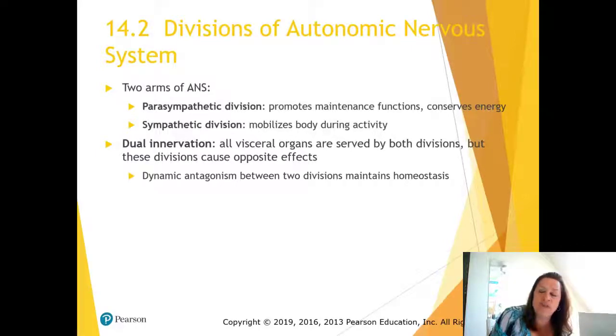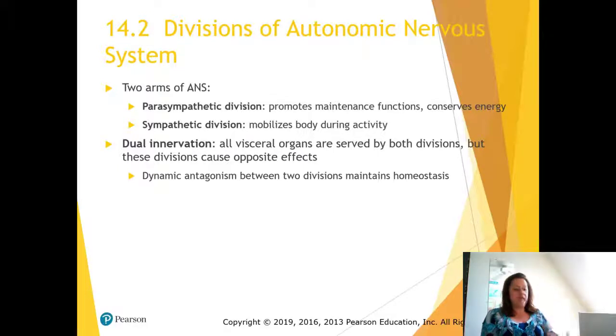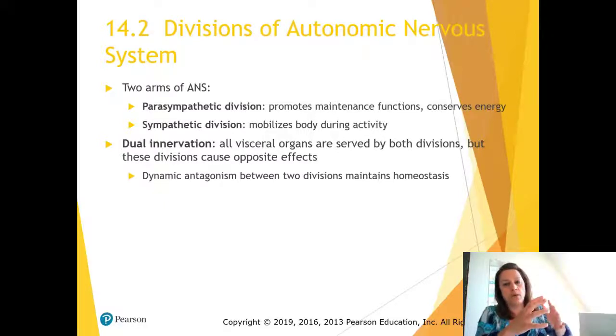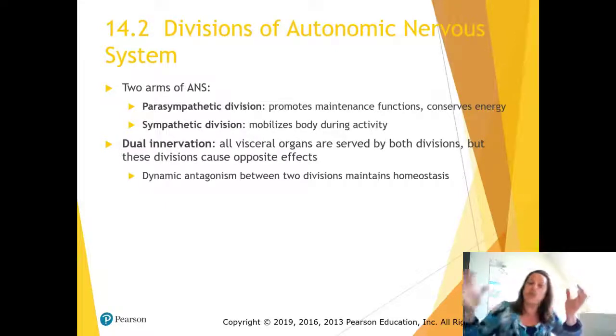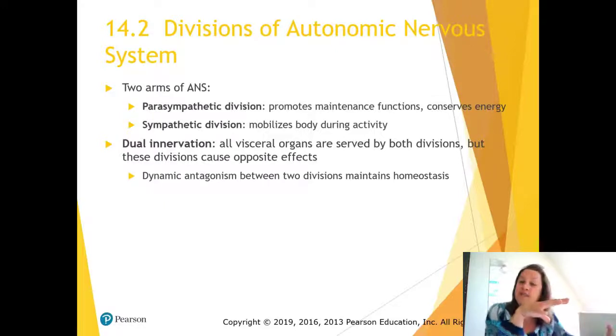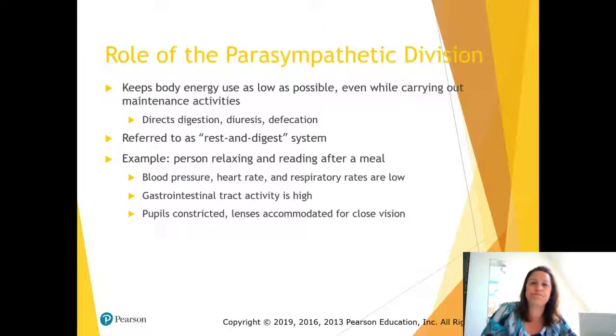We talked about this briefly in chapter 11. When we have the heart, we have the sympathetic that's saying beat faster. We have the parasympathetic that's saying beat slower. And they are dynamic and they antagonize each other, not in a bad way, but they maintain that homeostasis. We can't just have increase. Your heart rate would just go 200 miles an hour. We can't just have decrease because your heart rate would be at 5. So we need to have the ups and downs, and that works with the dual innervation system of the autonomic nervous system. So let's take parasympathetic in general.